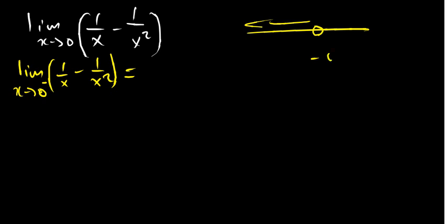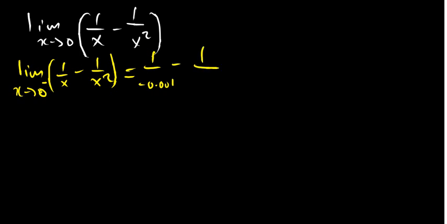You can just say negative 0.001, or just negative 0.1, just like that, so that you are not confused. So what we're going to do there, we're going to say 1 over negative 0.001 minus 1 over negative 0.001 squared. But for you not to be confused, just put a simple number, negative 0.1, then here minus 1 over negative 0.1.